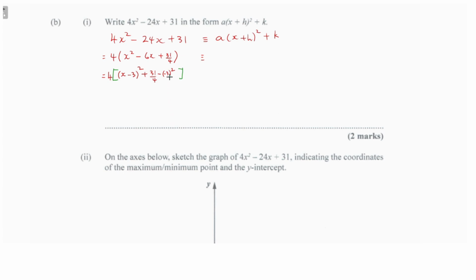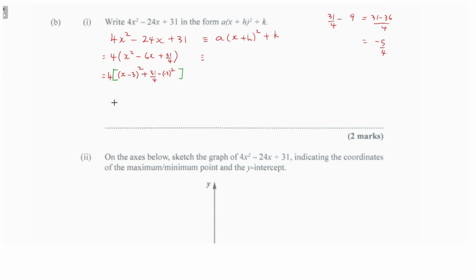The next step then is to simplify this part. So we have 31 over 4 minus 3 all squared, there would be positive 9. So what we have there is 31 over 4 minus 9. And we can simplify this to have 31 minus 36, all of that over 4. And that gives minus 5 over 4.